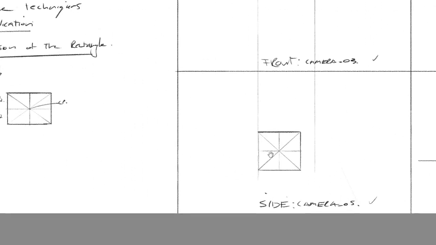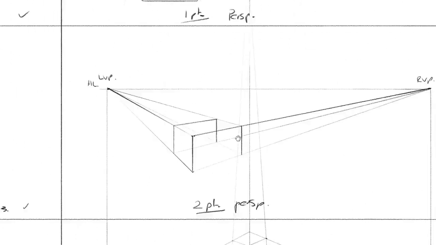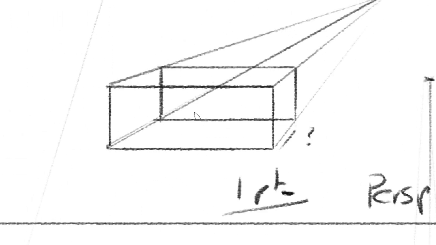You don't always have to do all the construction lines, only the construction lines that you need. So this is just for demonstration purposes that I do everything. And the same on the perspective grid. Let's start with the 1-point perspective.